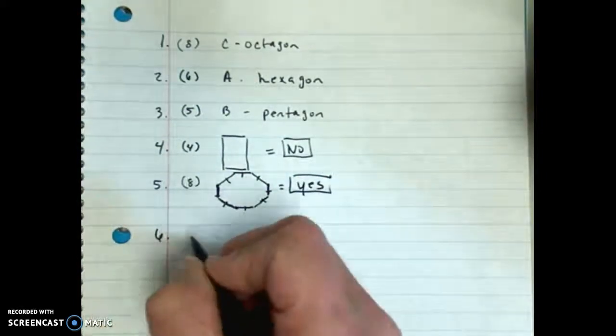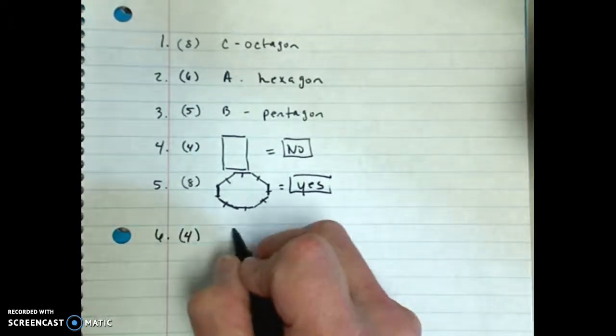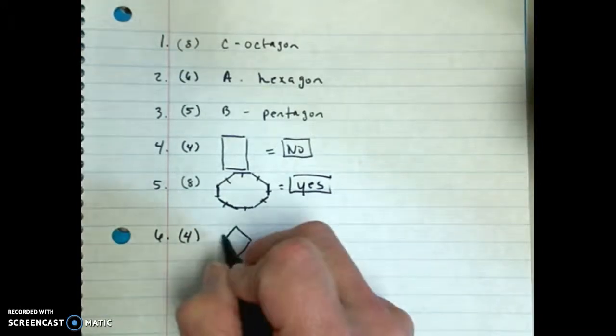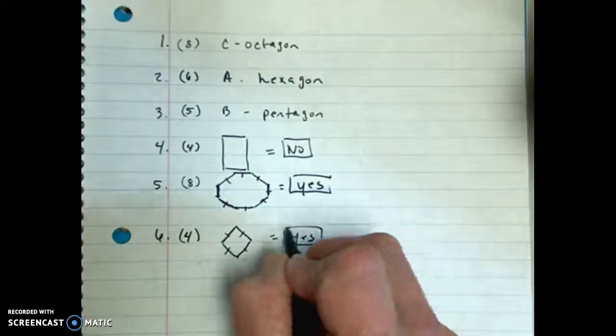Number 6, we have a 4-sided figure, and it looks kind of like this, with the arrow up. And again, all these sides are the same length, so yes, that is a regular polygon.